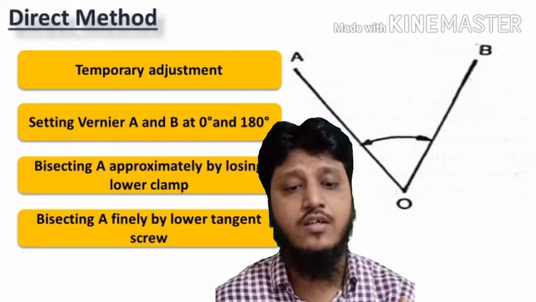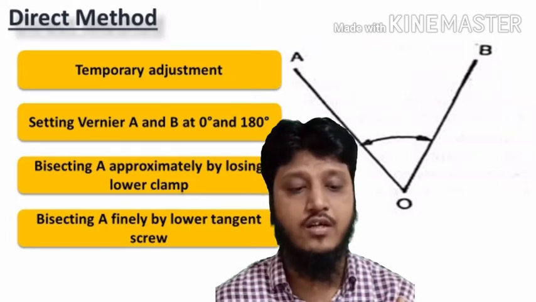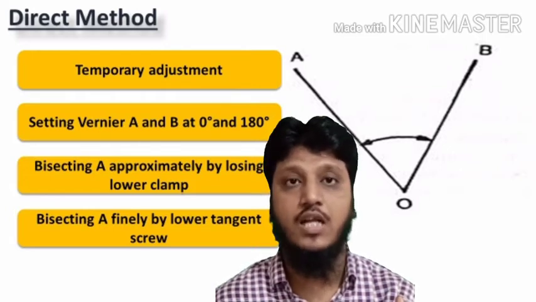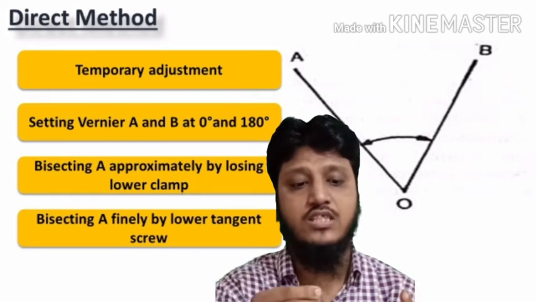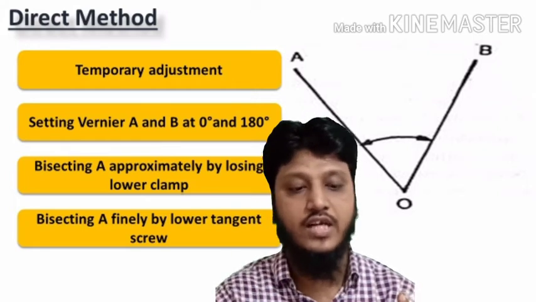The direct method of measuring the horizontal angle is adopted here. If the angle AOB, which you can see behind me in the PPT, is to be measured with the help of the direct method, what are the steps to be carried out? I have just summarized the procedure in points, so let us see first.